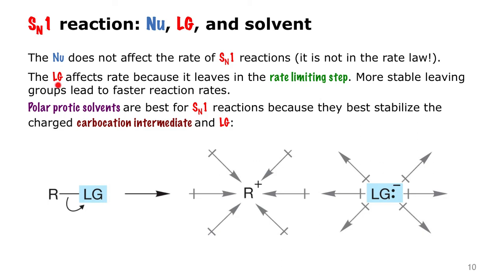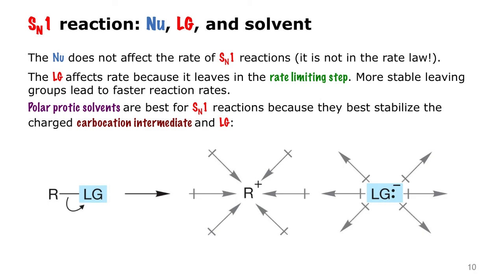The leaving group does affect the rate. It is involved in the rate determining step. It's involved in that bond breaking process. And so the more stable that leaving group is, the more stable the products that are formed, and so the faster the reaction. So it isn't just the structure of the carbocation that determines the overall rate of that slow step. It's also the structure of the leaving group. If this is a very stable anion, that's going to help promote the reaction.